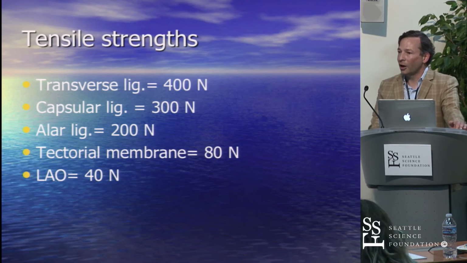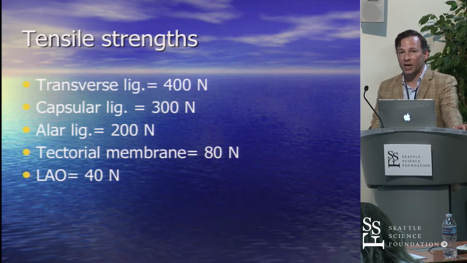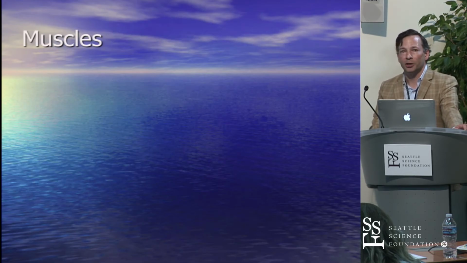This is a nice outline that shows you some of the major players as far as ligaments of this region. Transverse ligament by far is the strongest and is the one that you want to maintain integrity for. However, capsular ligaments of both the occiput and C1 and C1, C2, most people don't consider those as strong inhibitors of rotation, and they are. They're strong at 300 newtons before they avulse. Alar ligaments, tectorial membrane, and then far at the bottom of the list would be the lateral atlanto-occipital membrane.